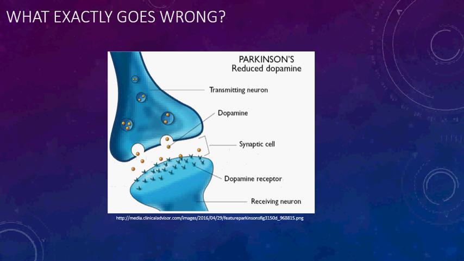So what exactly goes wrong? As in the previous example, transmitting neurons carry, as you can see, very few dopamine molecules to the synaptic cell compared to the previous slide. In result, less dopamine binds to them and the message doesn't get sent with the intensity or the speed that it regularly would in a normal functioning neuron.